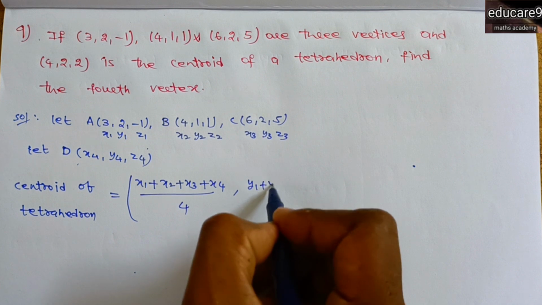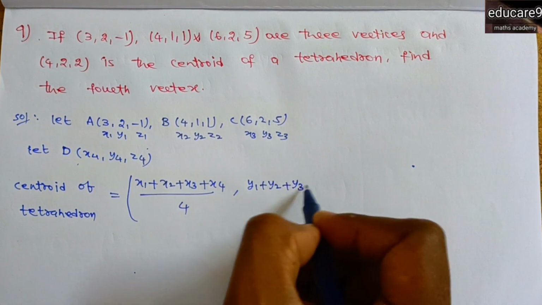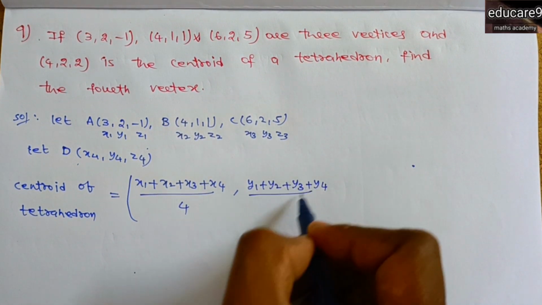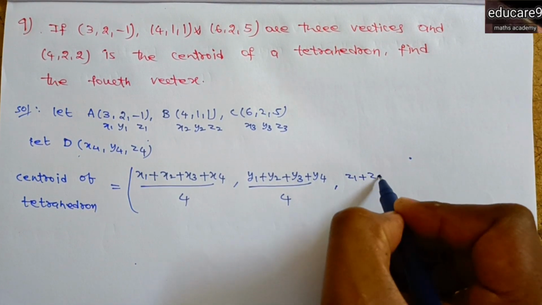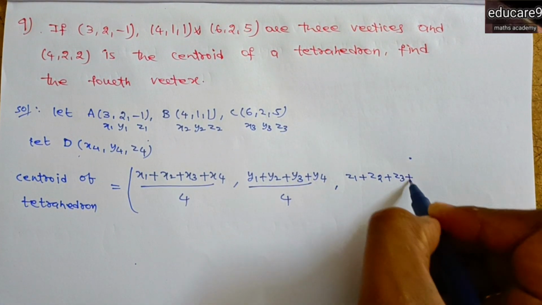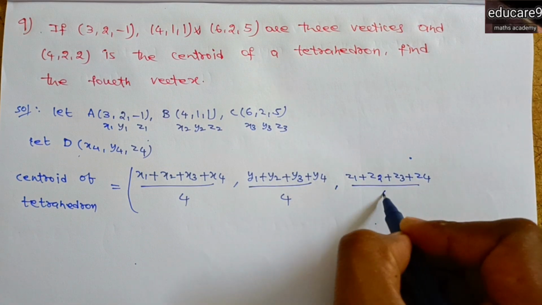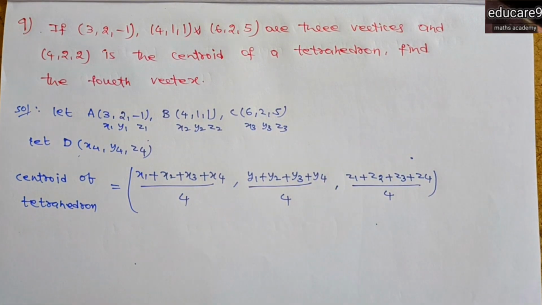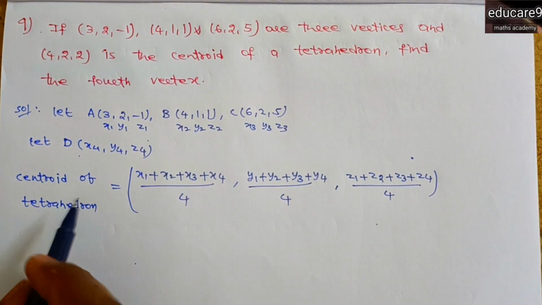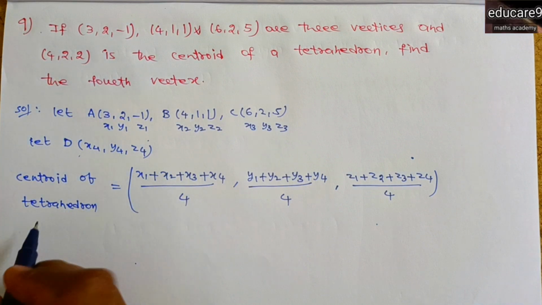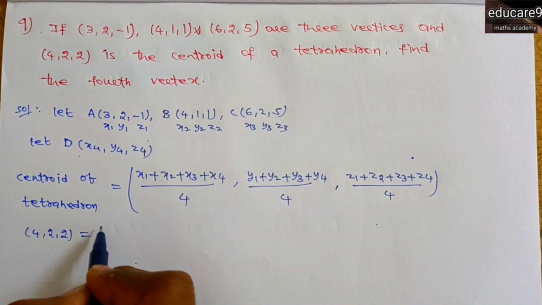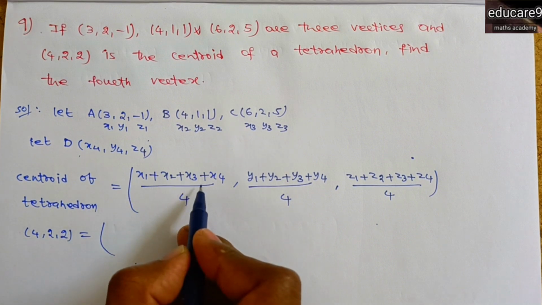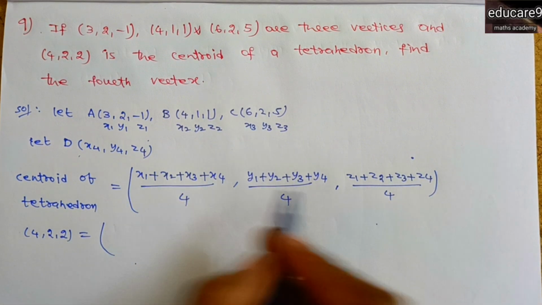Similarly, (y1 + y2 + y3 + y4)/4. Next, (z1 + z2 + z3 + z4)/4. Now, given that the centroid of the tetrahedron is (4, 2, 2), we add all the x coordinates, y coordinates, and z coordinates.